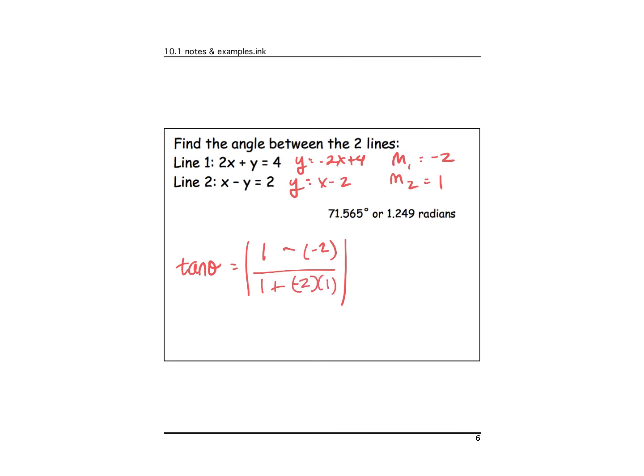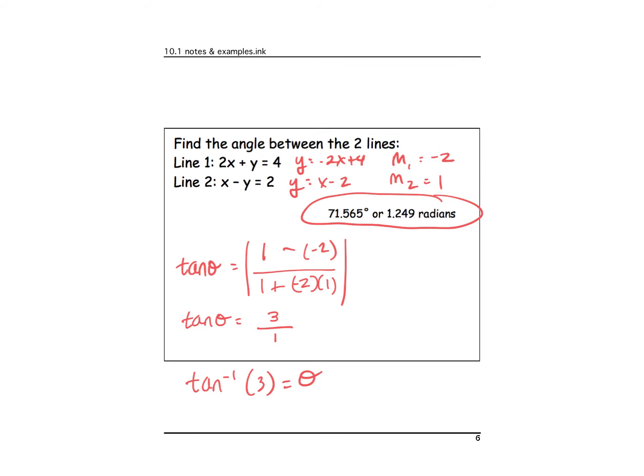That is the absolute value. So we're saying tan theta is equal to 3 over, you do get a negative 1, but we're going to call it a 1. So we're doing the inverse tangent of 3. And that will give you an answer of 71.565 degrees, or 1.249 radians.